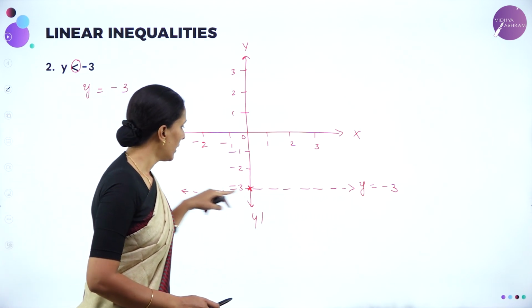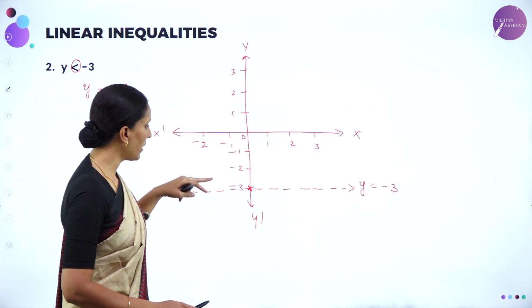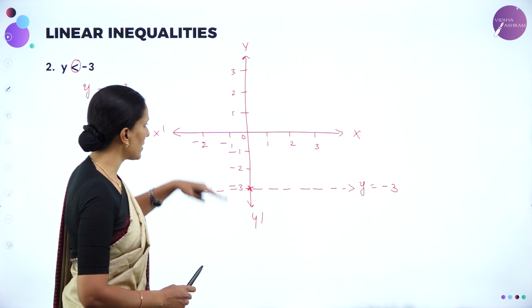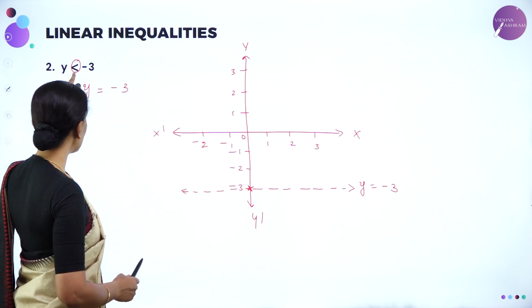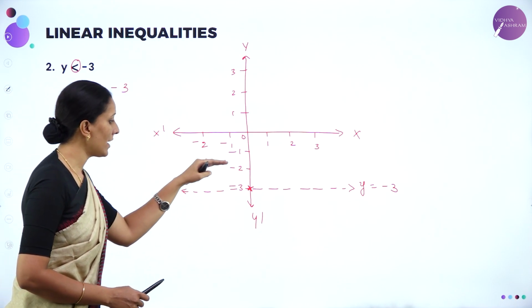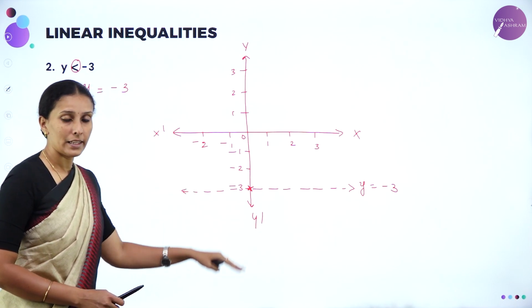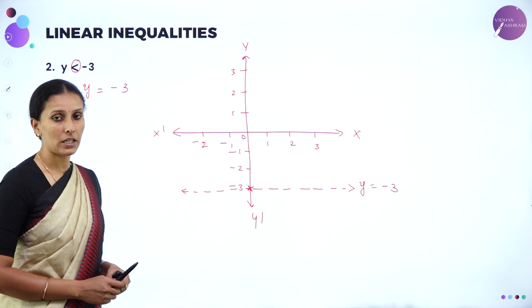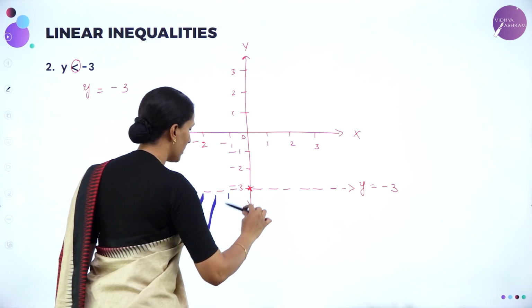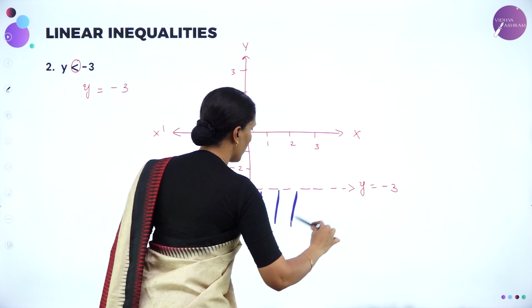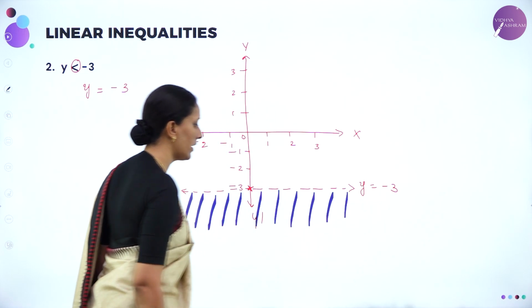So this line divides the entire coordinate plane into two regions. One is above the line and the other region is below the line. So now here it is strictly less than. When I say less than, obviously the region below the line forms the solution region. So here we need to shade this region which represents the solution region.